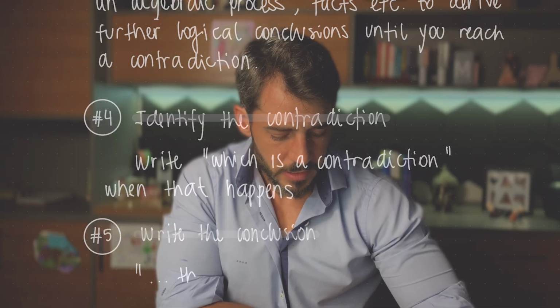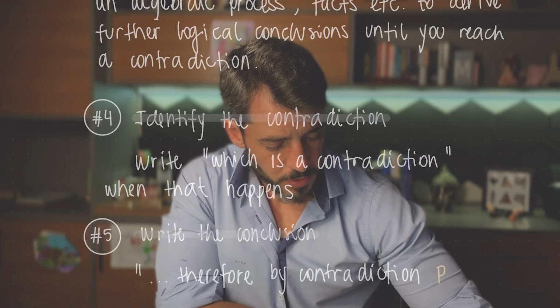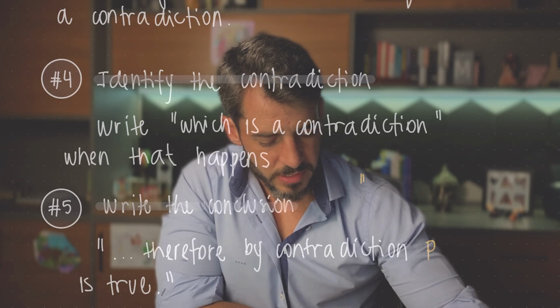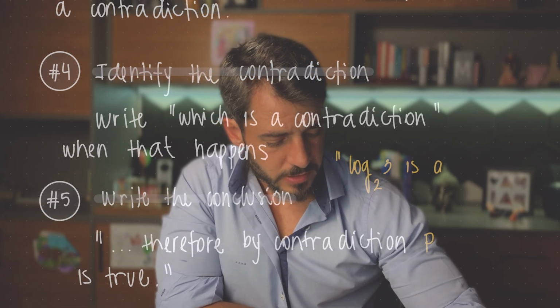So you write, therefore, by contradiction, P, whatever P is, is true. And P, just to use an example, the first example: log 3 base 2 is an irrational number.